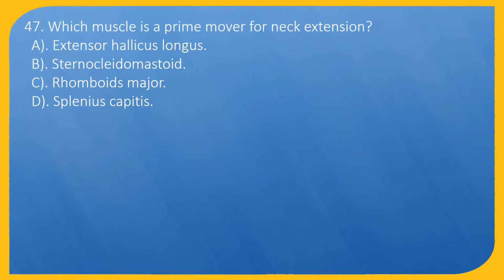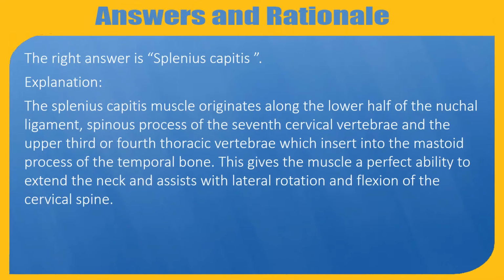Question 47. Which muscle is a prime mover for neck extension? A. Extensor hallucis longus. B. Sternocleidomastoid. C. Rhomboid major. D. Splenius capitis. The right answer is Splenius capitis.